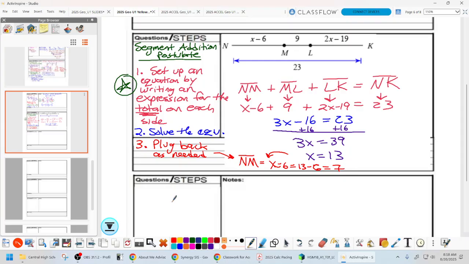If it asked for LK, we would do the same thing with the x there. So, what do you think? Segment addition. Does the base concept seem to click?